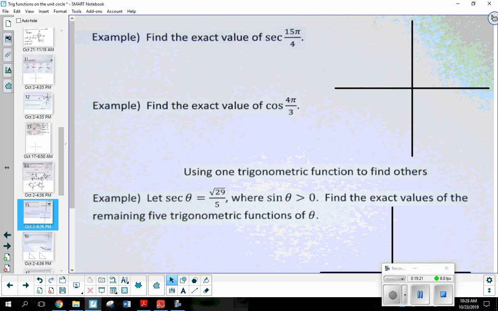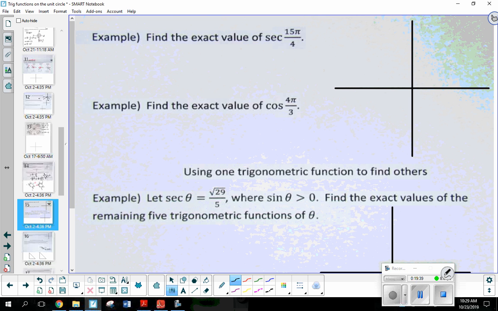Okay, now try this one. Secant of 15 pi over 4. Yes, sir. I believe I actually have a few extra. I don't know that I have enough for everybody, but I do have, yep, there you go.